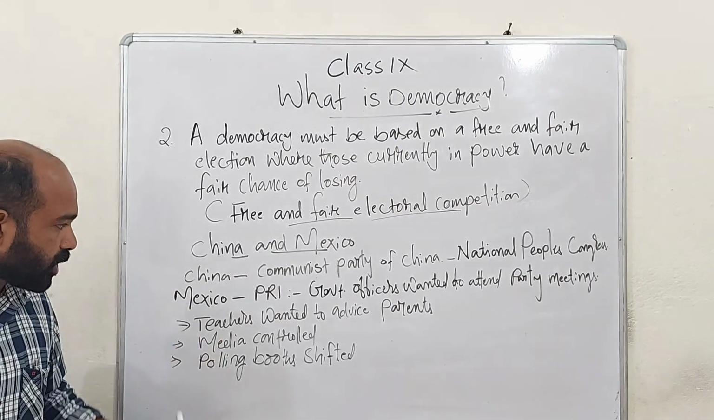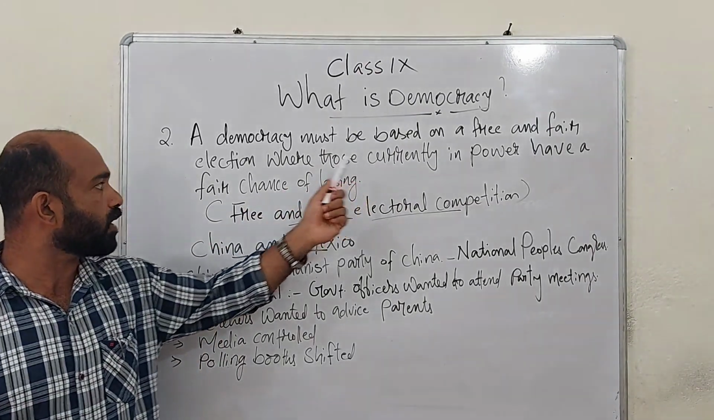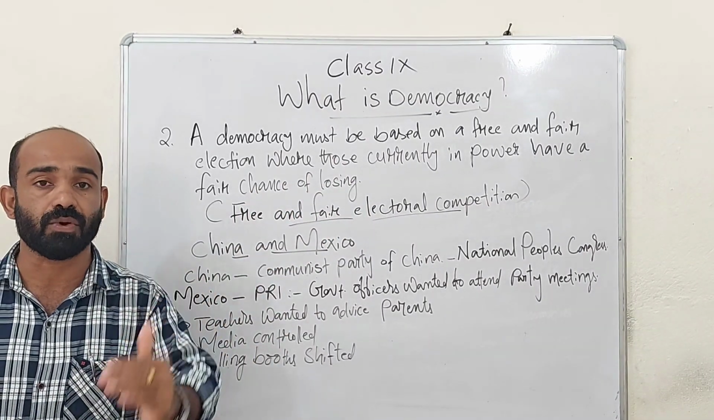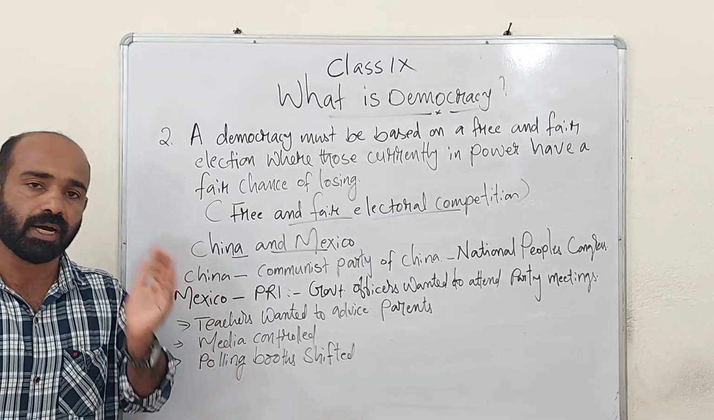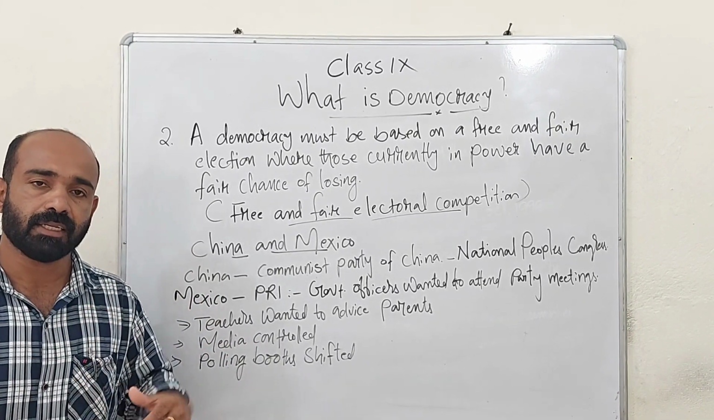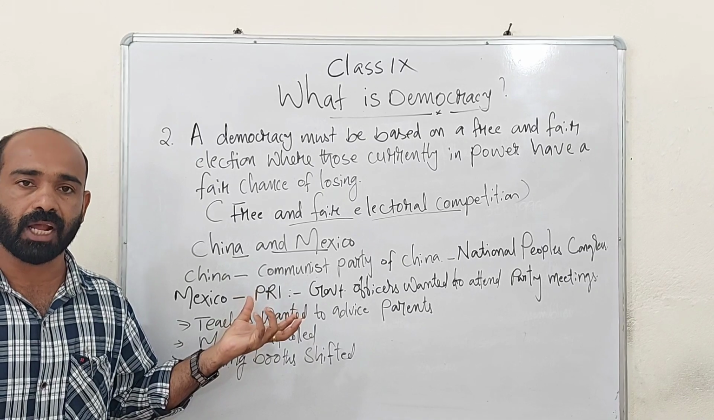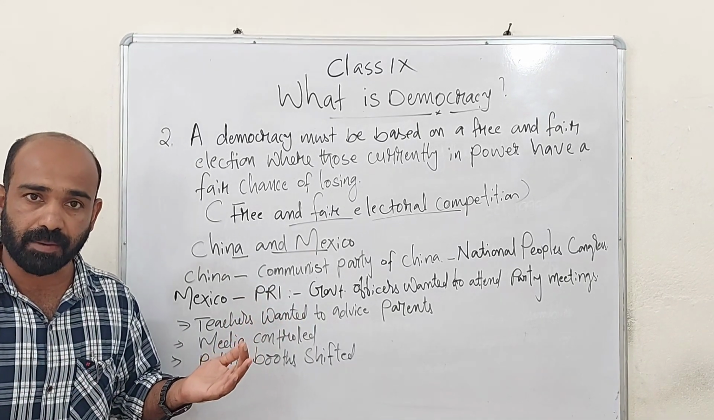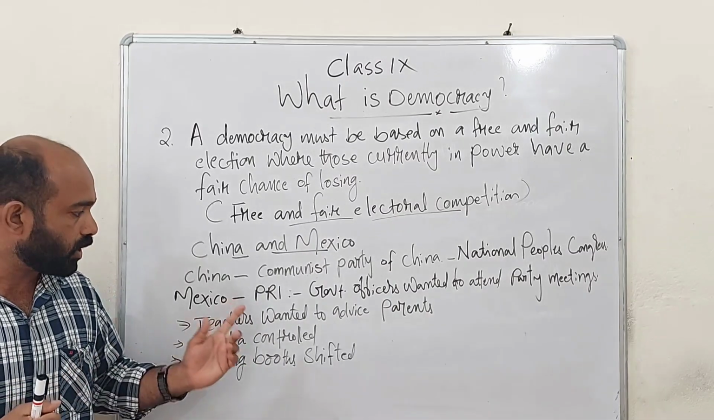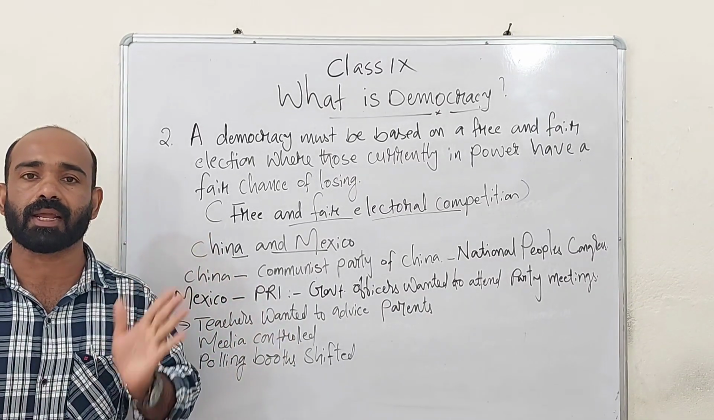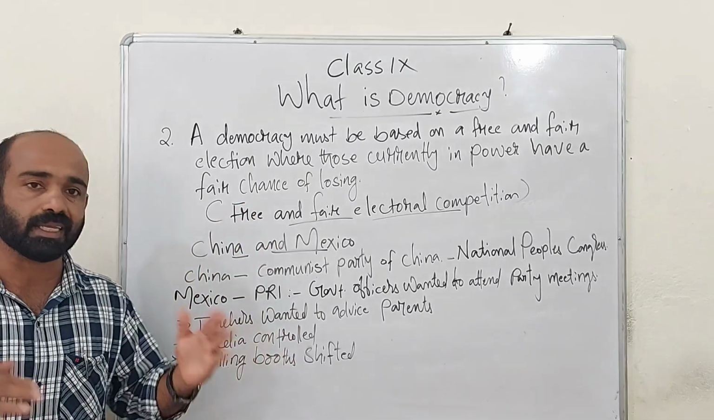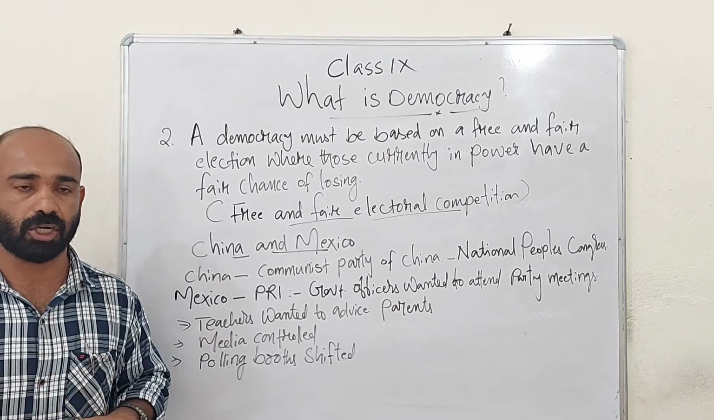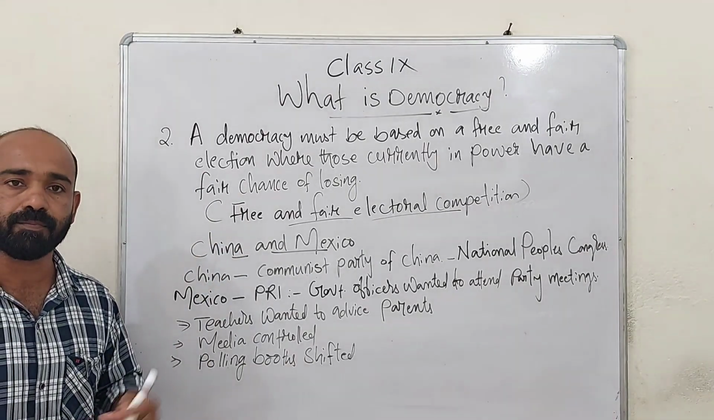And in the case of Mexico, those currently in power should have a fair chance of losing. That is not happening in Mexico because they are doing fraud activities and malpractices, and through these they are always winning the election. They are not allowing other political parties or other party representatives to win. So these two countries cannot be called real democratic nations. In both these countries elections are conducted, but still they cannot be called real democratic nations because this feature does not exist in these countries.